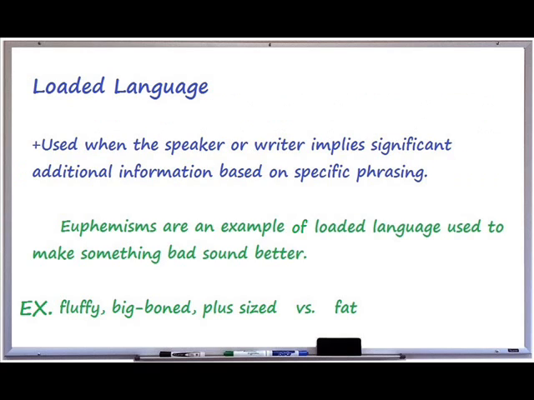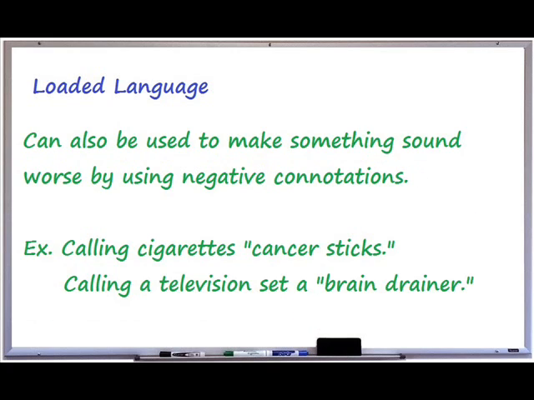Loaded language is used when the speaker or writer implies significant additional information based on specific phrasing. Euphemisms are a clear example of loaded language. They occur when the speaker tries to make something seem less harsh or better based on how they describe it. Calling someone fluffy or big-boned or plus-sized are all euphemisms for the alternative of calling that person fat.